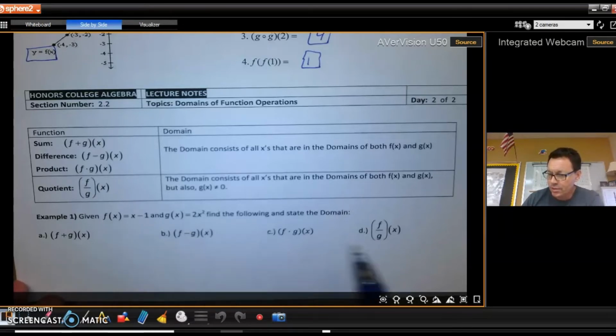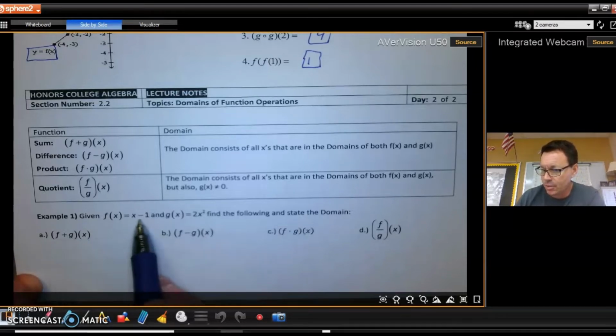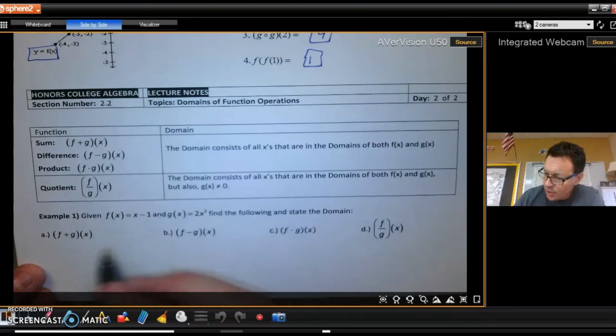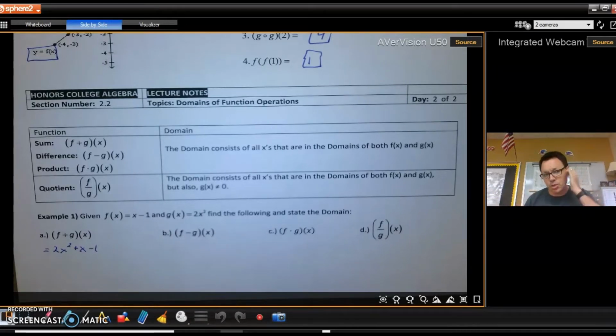Okay? So first example, I've got two functions, f of x and g of x, and I want to do these 4 operations. So I want to find f plus g of x. So I'm going to add these two functions together. Well, there's no like terms to combine, so all we can really do is just write 2x squared plus x minus 1. Okay, we're just going to combine them into one function, and then we're going to find the domain of that.